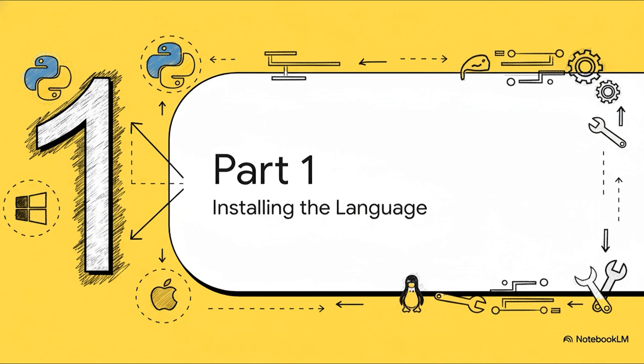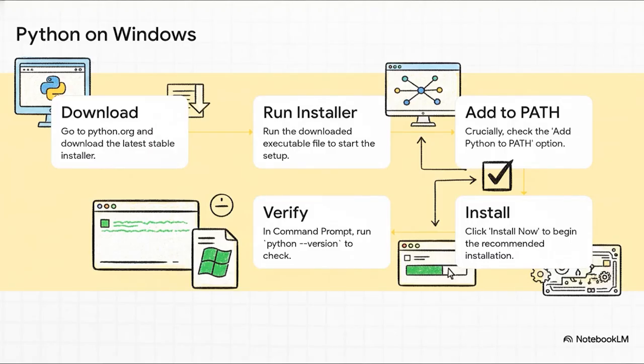Now, the process is a little different depending on if you're on Windows, Mac, or Linux, but don't worry, we'll walk through each one. Okay, if you're on Windows, pop open your web browser and head over to python.org. You really can't miss it. There's a big download button for the latest version right on the homepage. Just click that, and once the file downloads, run the installer.